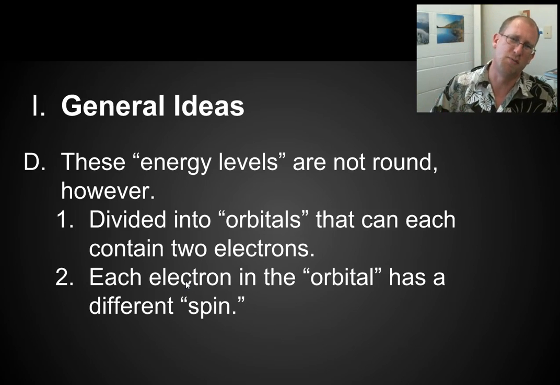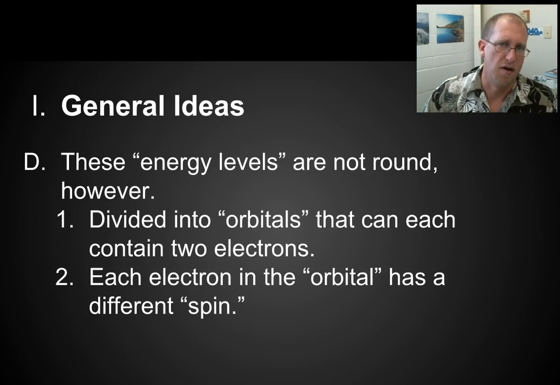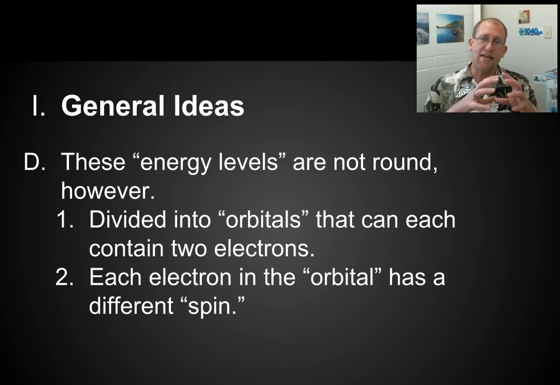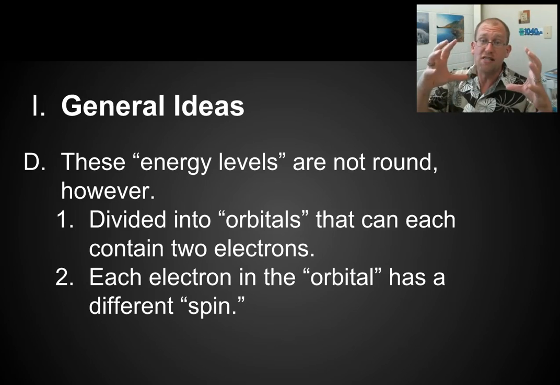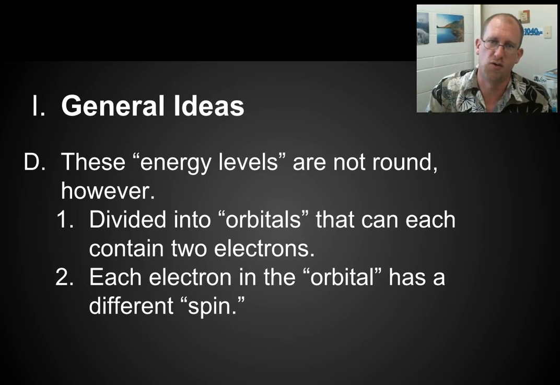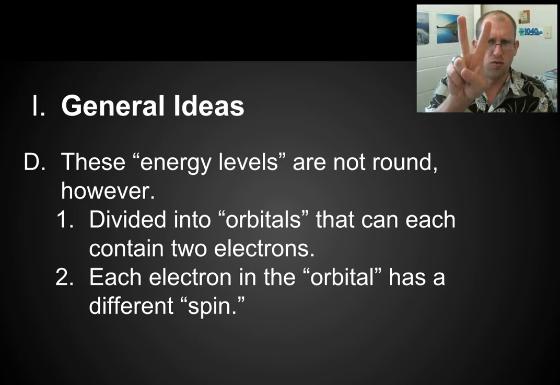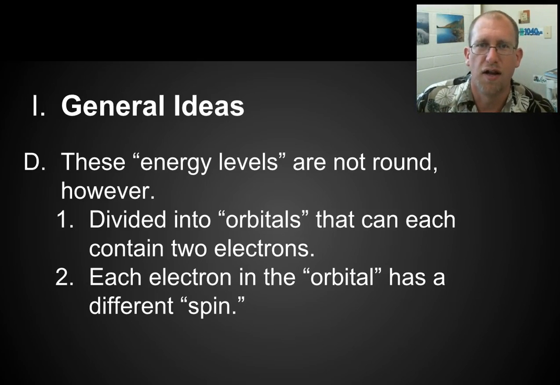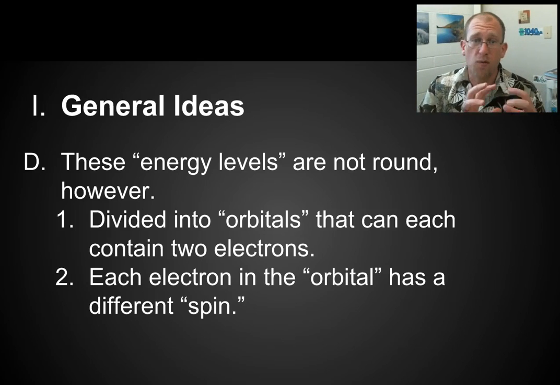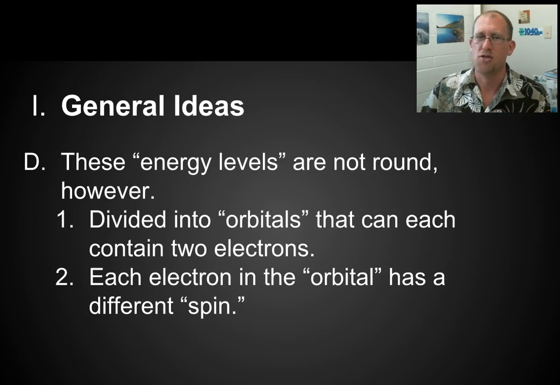But they're not round. I just showed you pictures that were round. I'm sorry. They're not round. They're all kinds of funny shapes. And so we're going to take each energy level, each average distance from the nucleus that electrons are, and we're going to divide them up into orbitals. Each orbital can only hold 2 electrons. How many electrons? 2. And those electrons are going to be orbiting around in some not round shape.